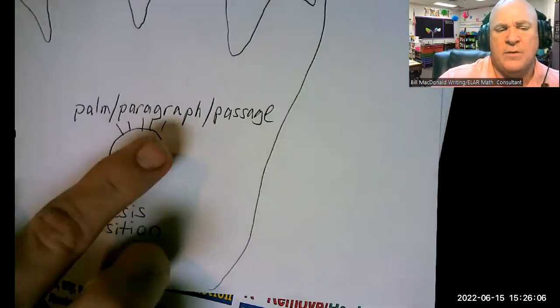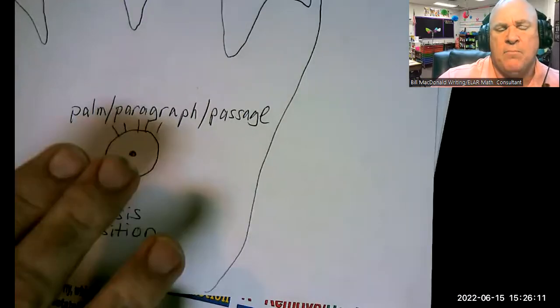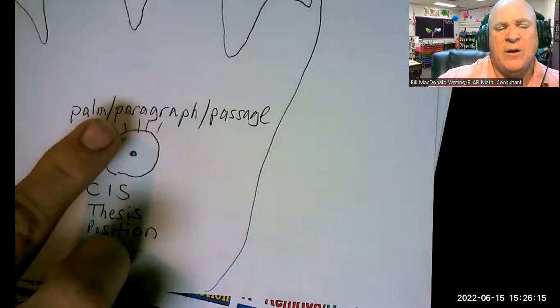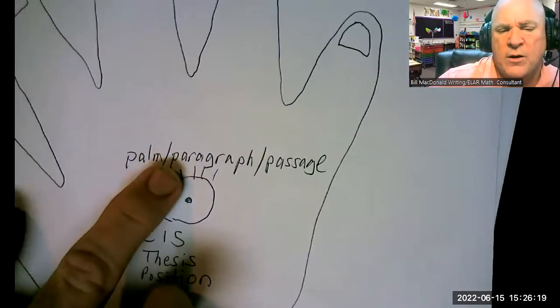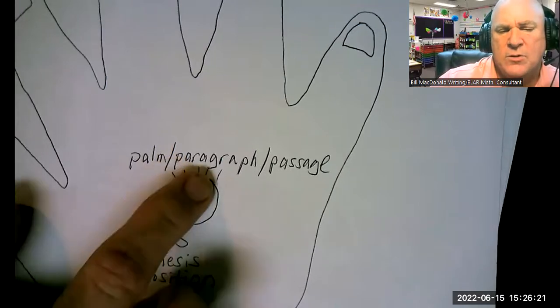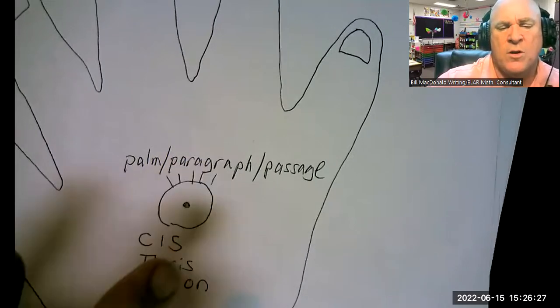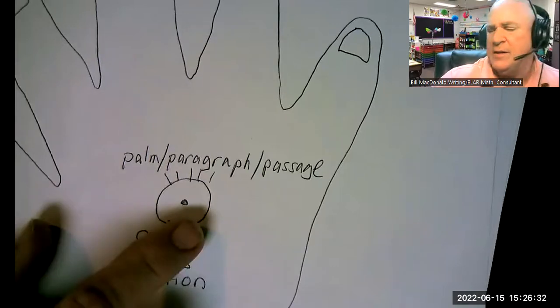So I put these things in my palm for a reason, because my palm of my hand is, I need to find out, is the question just asking me about one paragraph in the passage? Or is it asking me about the central idea, the thesis, or the position, or the focus of the entire passage? So let's take a look.